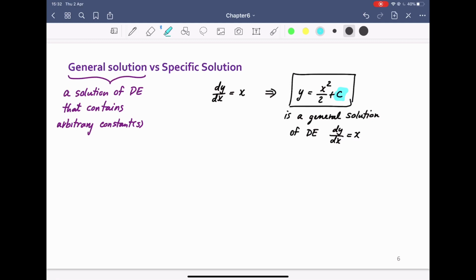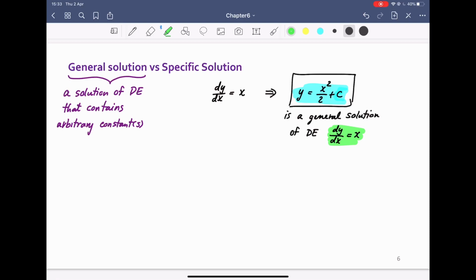It is a family of solutions. It can be y equal to x squared over 2 plus 1, y equal to x squared over 2 plus 2, y equal to x squared over 2 plus 3, and so on. C can be anything because it always matches the differential equation dy by dx equal to x, right? Does it make sense? That thing is called a general solution. You can observe that a general solution always comes with an arbitrary constant.